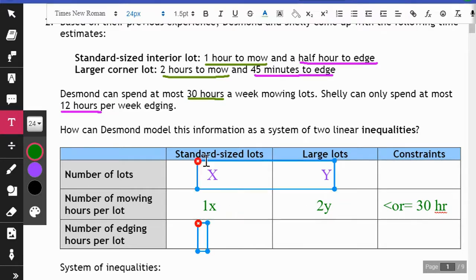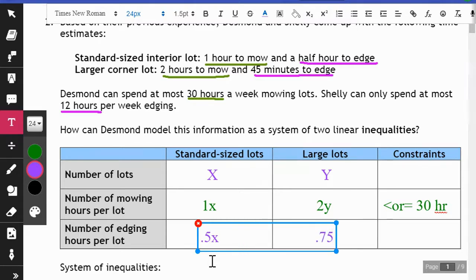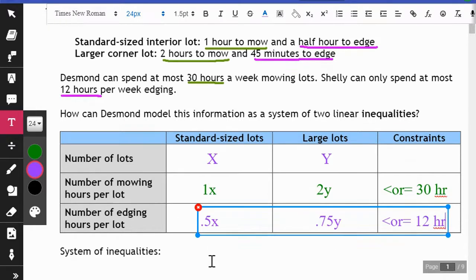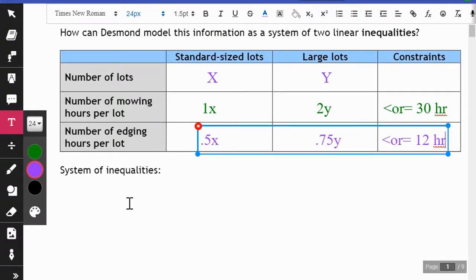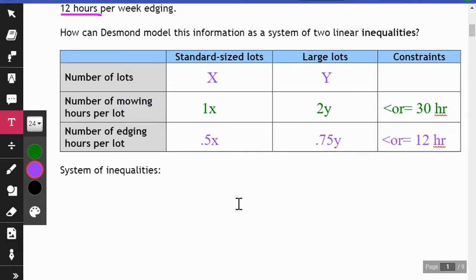However, our friend Shelly is the edger. It takes her a half hour to edge a small lawn. It takes her 45 minutes to edge a large lawn. She can only work up to 12 hours, so less than or equal to 12 hours. There we go. So a system of inequalities, we're set now.